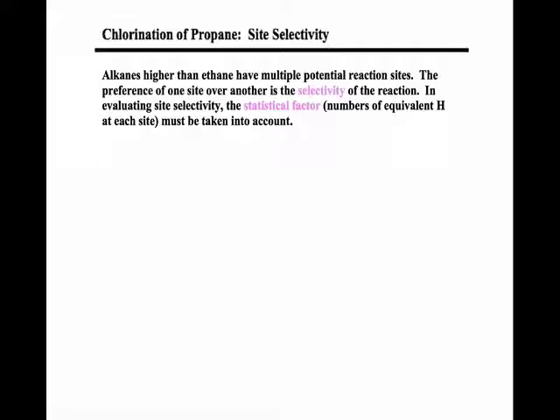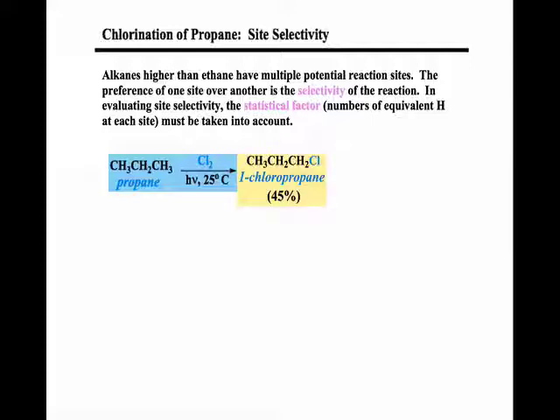So let's look at the chlorination of propane. Propane contains both what types of hydrogens? It contains primary hydrogens and secondary hydrogens, right? And so if I had Anna come in with a bottle of propane and a bottle of chlorine, and photolyze this in the hood, she would find that she would get about 45% 1-chloropropane by GC analysis, and about 55% of 2-chloropropane by GC analysis.